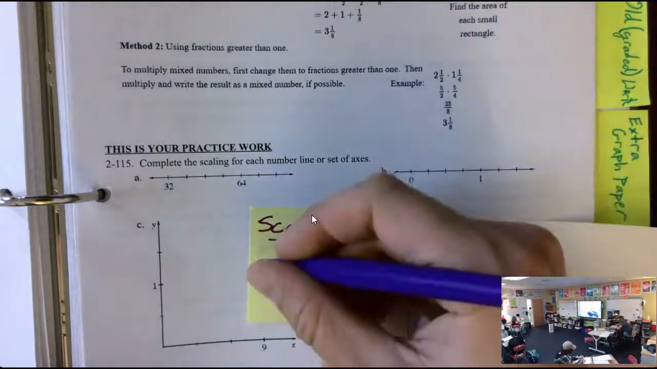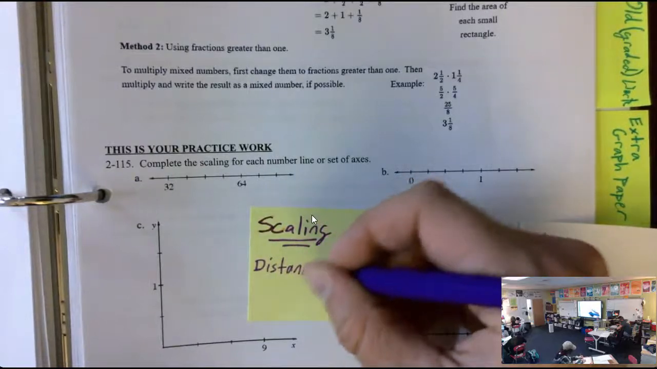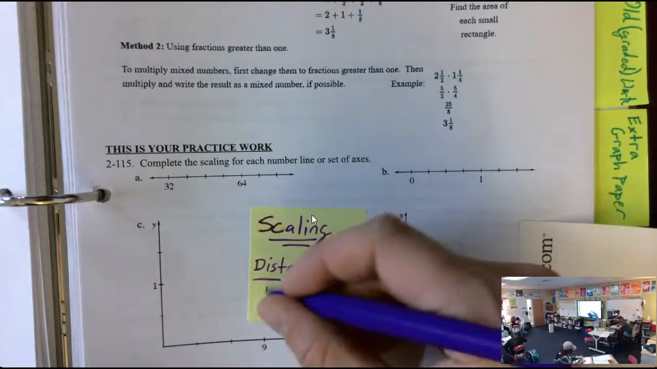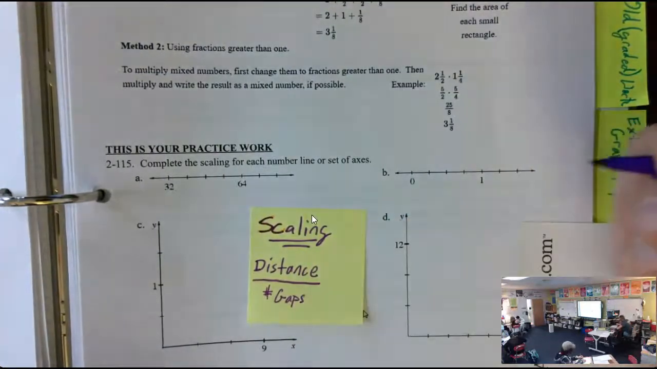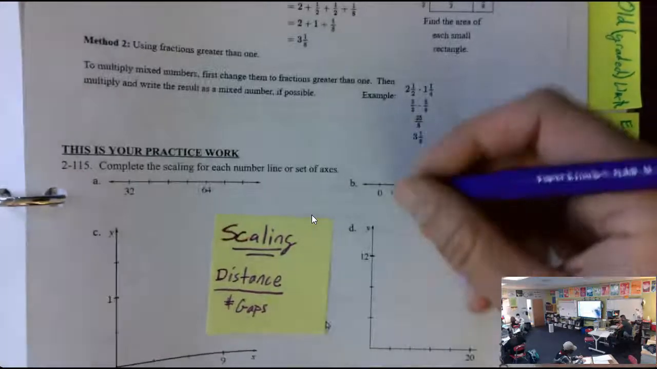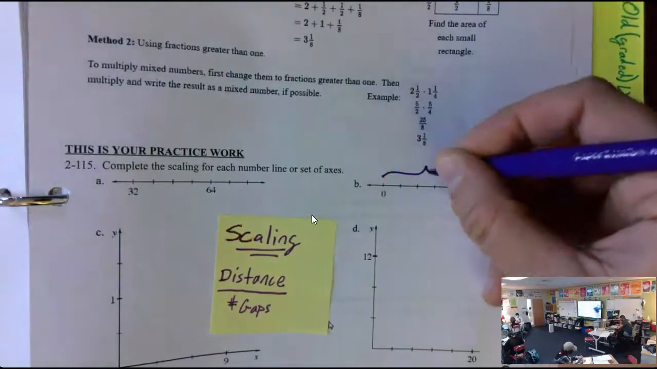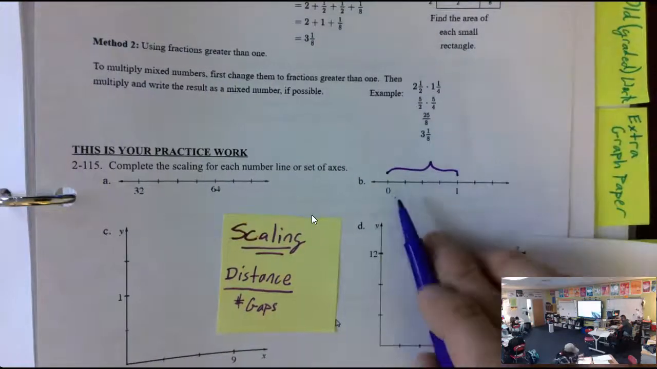What we do is take the distance and we divide it by the number of gaps, or jumps, or whatever you want to call it. So for instance, here, which is always a problem that we think is difficult, how far is it from 0 to 1?